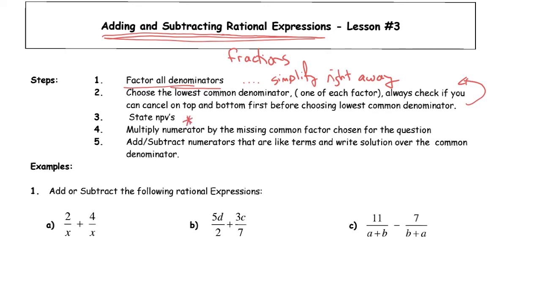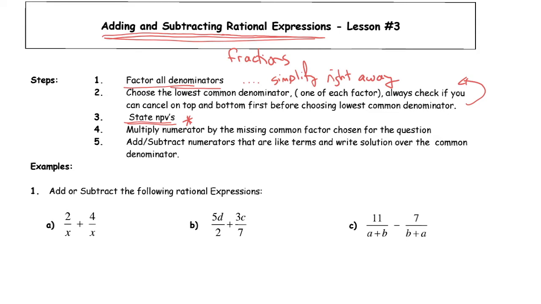Then we want to make sure we state those NPVs, those non-permissible values. In the questions that we're doing right now, that's just going to be something that we do in addition to the work. But later on, when we start to solve equations, we're going to want to refer back to those NPVs just to see if the solutions that we find are actual solutions or not.